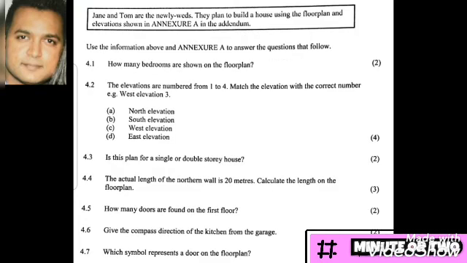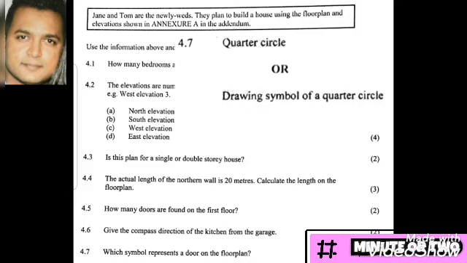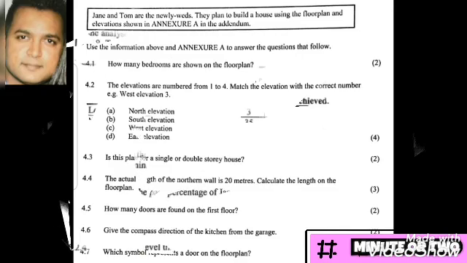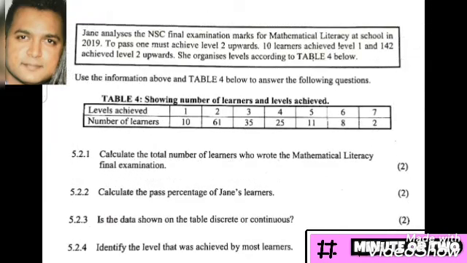4.7. Which symbol represents a door on the floor plan? We've just explained this in 4.5 when we looked at the number of doors. It is basically a repeat question testing the same principle of doors. So if you look at 4.7, the symbol for the door is the curve. You could either draw the curve or you could write quarter circle. Due to time, I will move straight to 5.2, and let's see the information that's given to us.